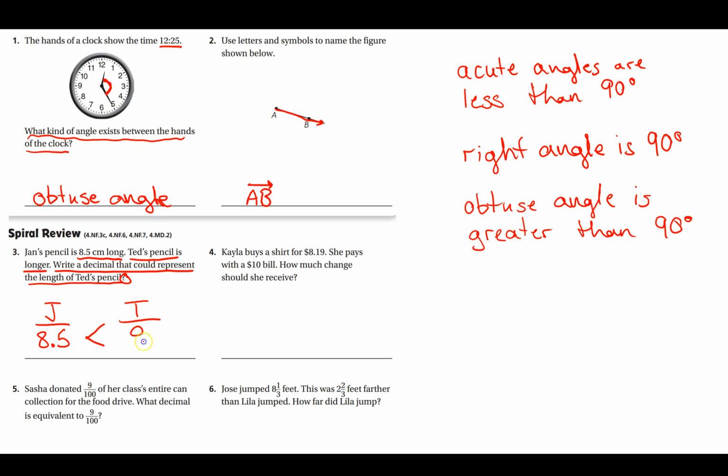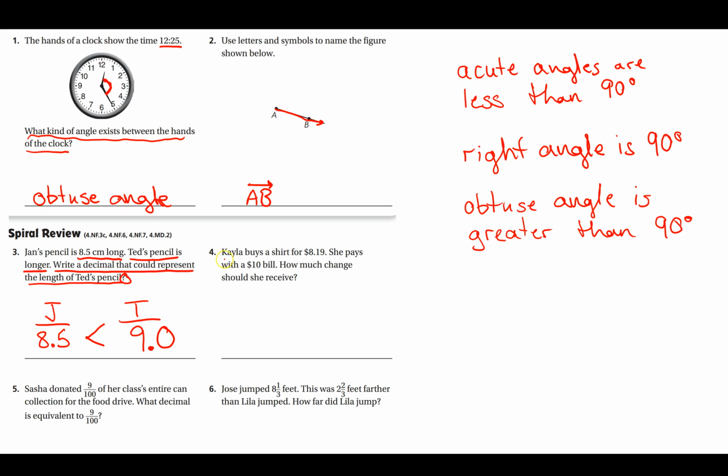So I'm just going to say 9. 9 is bigger than 8.5. Says write a decimal. Well, I can make 9 into a decimal, 9.0. Or I could do 9.1 or 9.3. But 9.0 works. It's a decimal and it's bigger than 8.5. So that would work. Again, lots of possible correct answers for this one though.